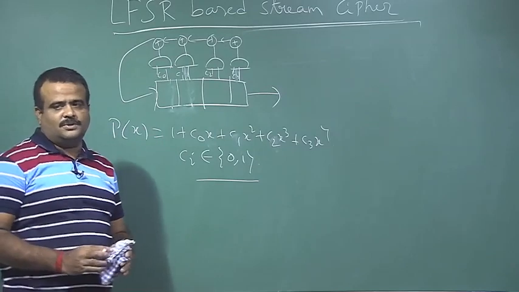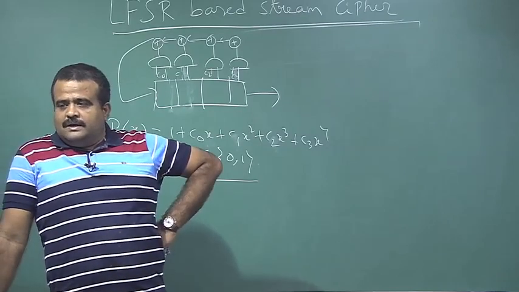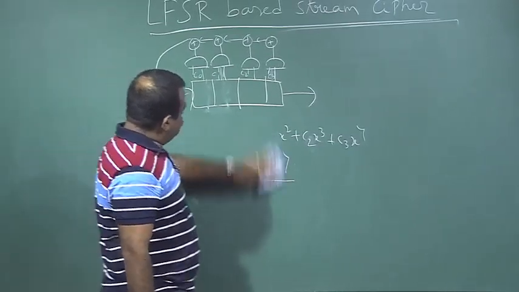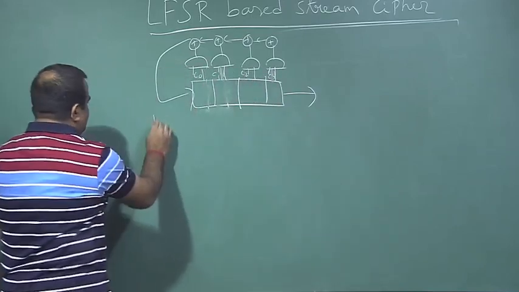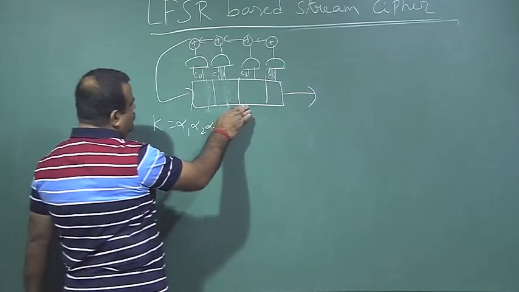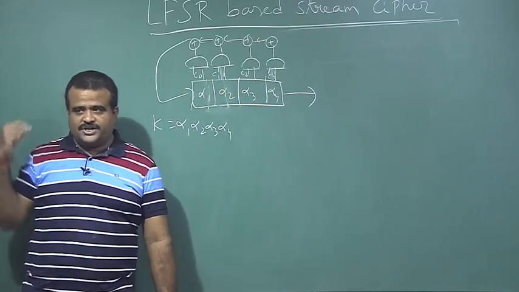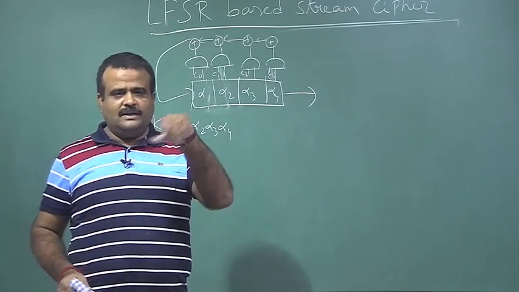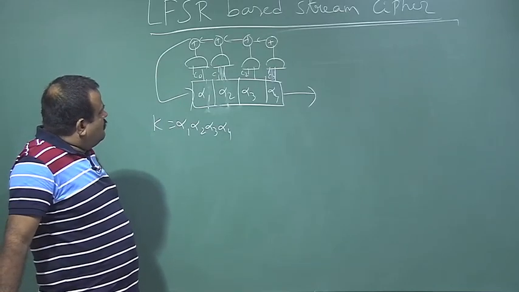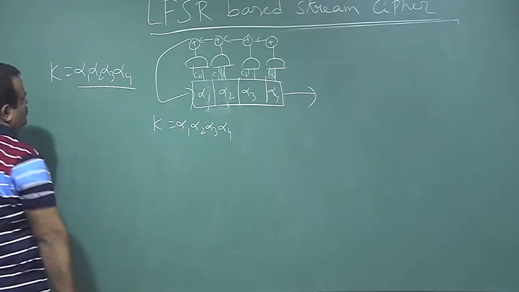If the corresponding state S i is participating in the feedback, then the corresponding C i is 1, otherwise that C i value is 0. So, this is the polynomial. Now suppose the key is alpha 1, alpha 2, alpha 3, alpha 4, a 4 bit key shared between Alice and Bob. How are we getting the key stream from this LFSR? We first load alpha 1, alpha 2, alpha 3, alpha 4 as the initial value of the state. You can consider this as a state, and each time this state is changing. So, our secret key is alpha 1, alpha 2, alpha 3, alpha 4, which is shared between Alice and Bob.